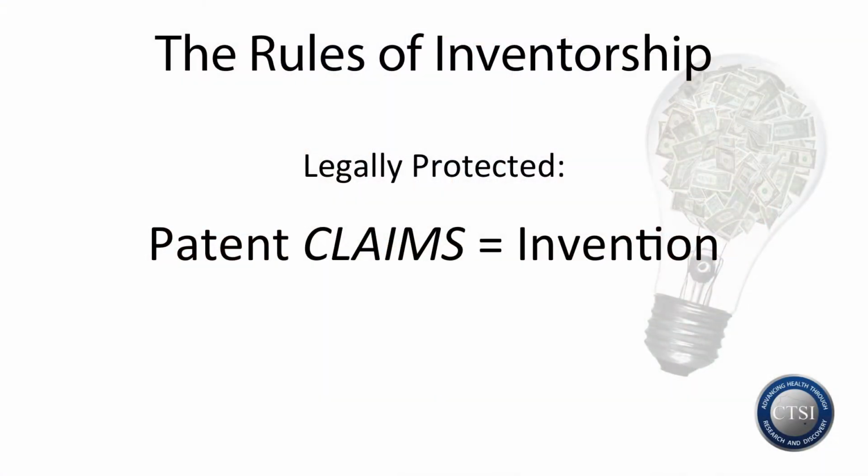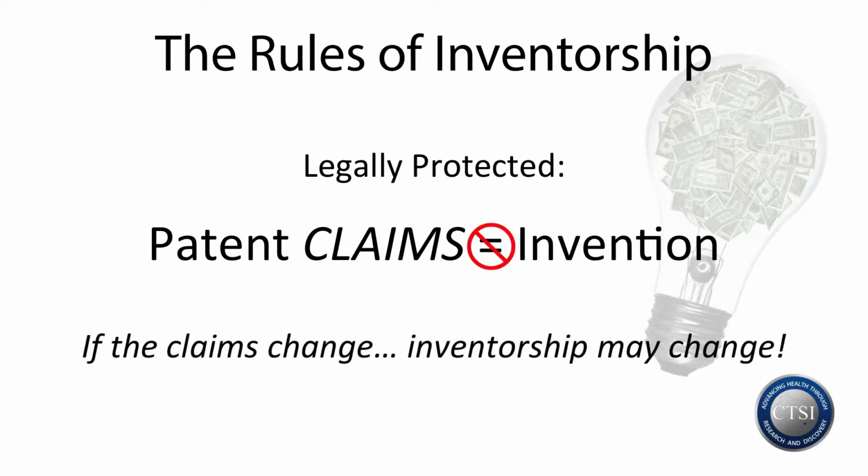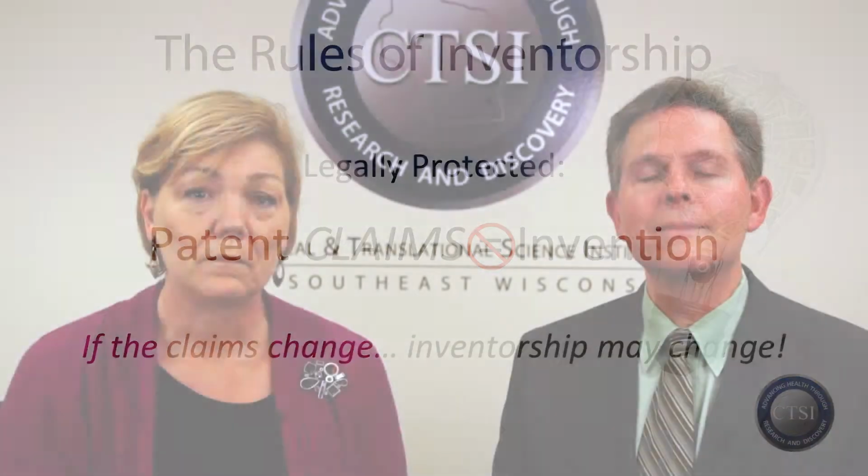It is the claims of a patent or patent application that define the invention, which is the subject matter that is legally protected by a patent. So determining proper inventorship is based on the specific elements recited in the claims. If the claims change, inventorship may change. So, who should be named as an inventor?